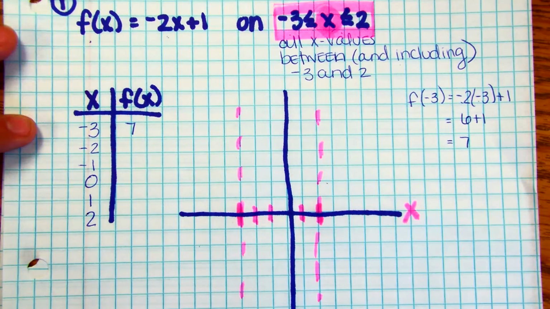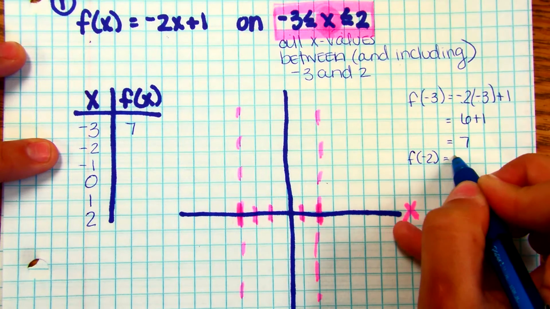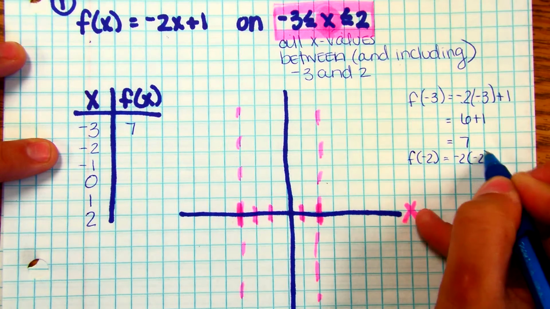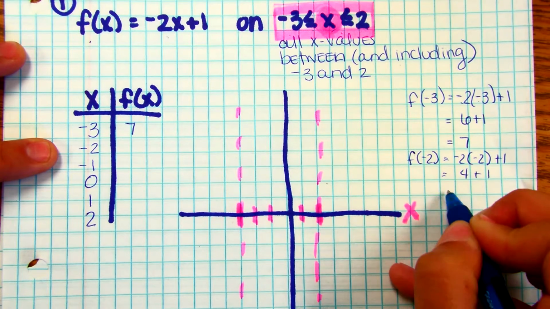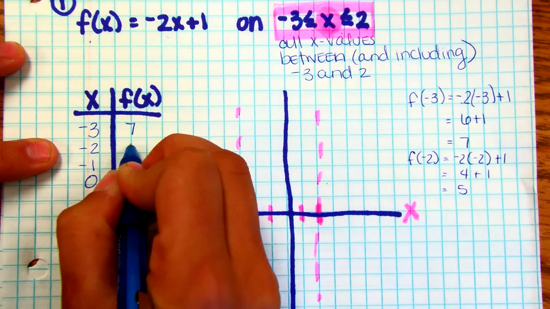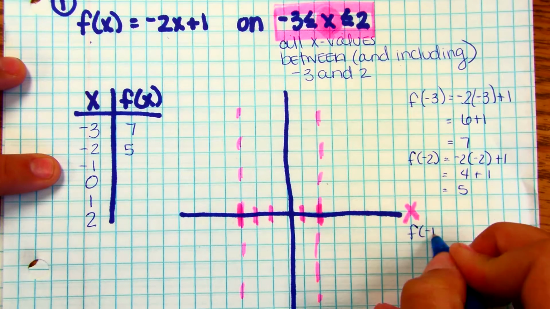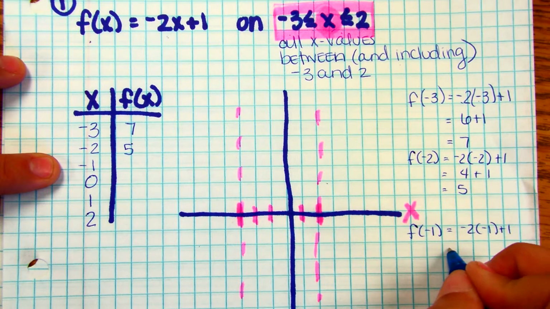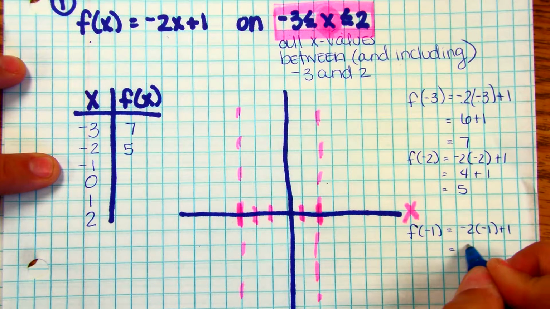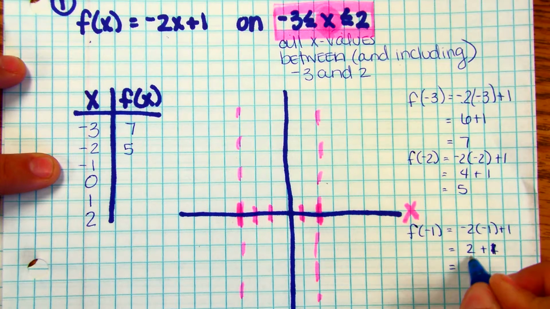I'm going to do f of negative 2, which is negative 2 times negative 2 plus 1, which is a positive 4, and then that's 5. I'm going to do negative 1, which is negative 2 times negative 1 plus 1. This is a positive 2. Positive 2 plus 1 is 3.